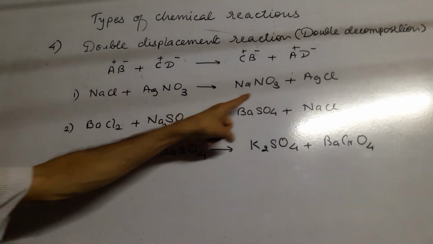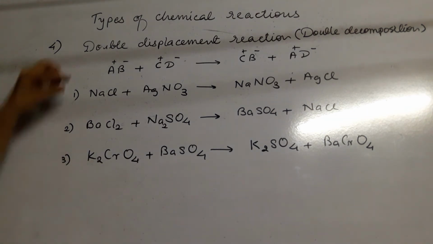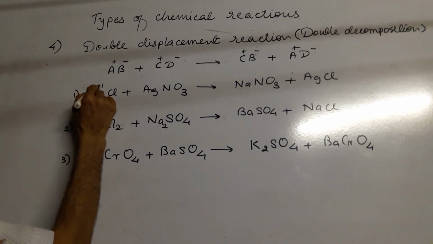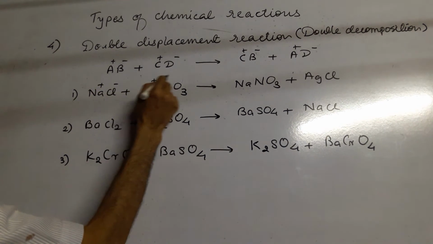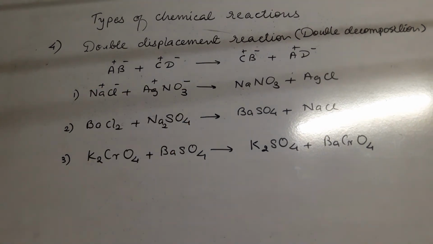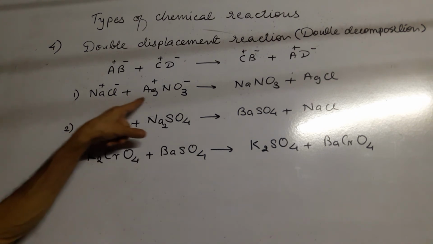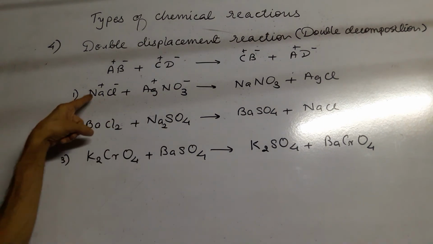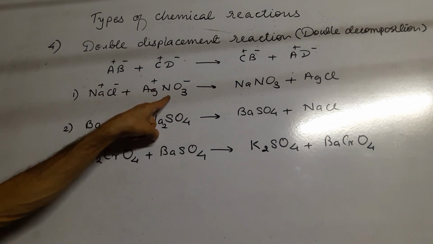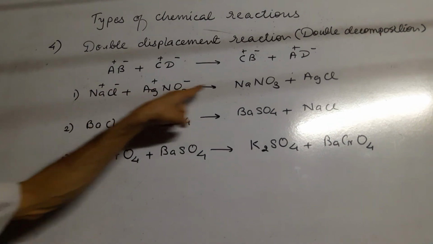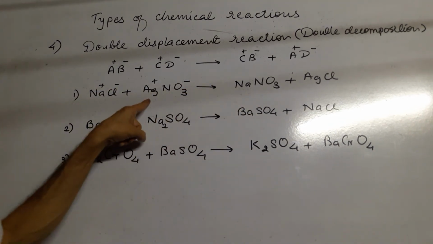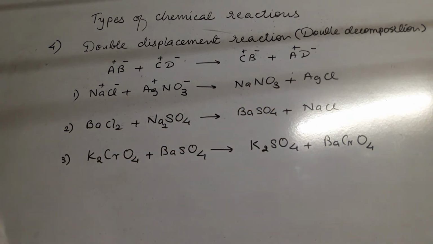Now here it is already balanced. Sodium we know is positive, chlorine negative, silver positive, nitrate negative. You find the chart I have given, that in the chart you will find this is positive, this is negative. So sodium positive reacts with nitrate negative to form sodium nitrate, and silver with chlorine to form silver chloride.